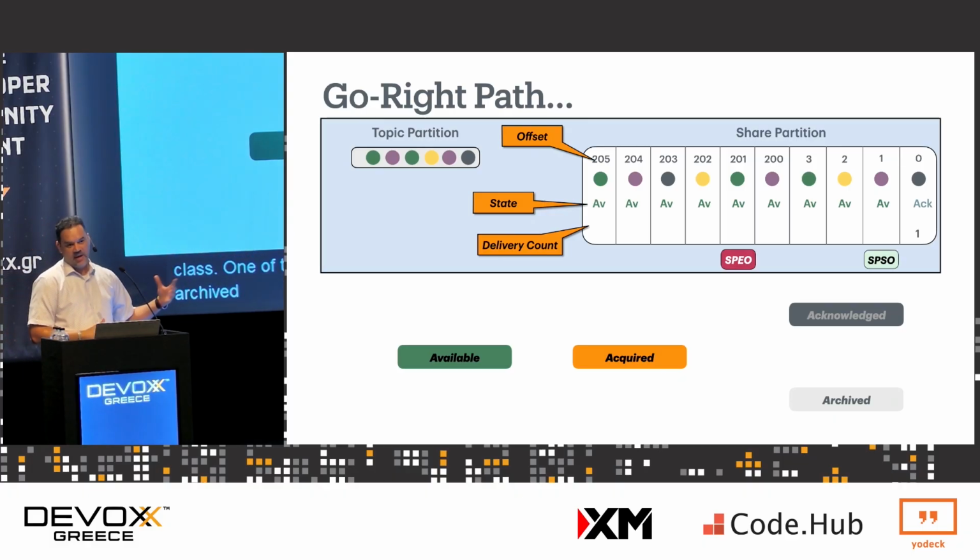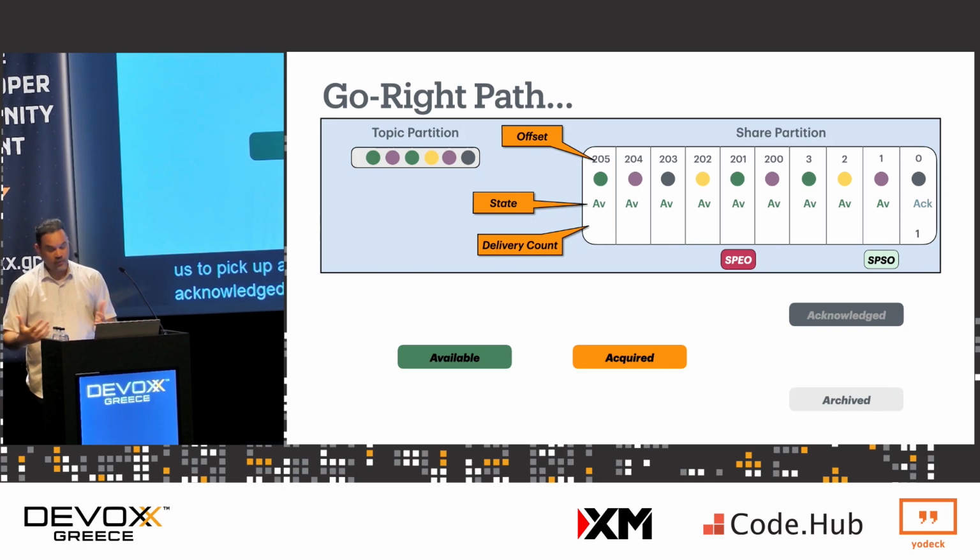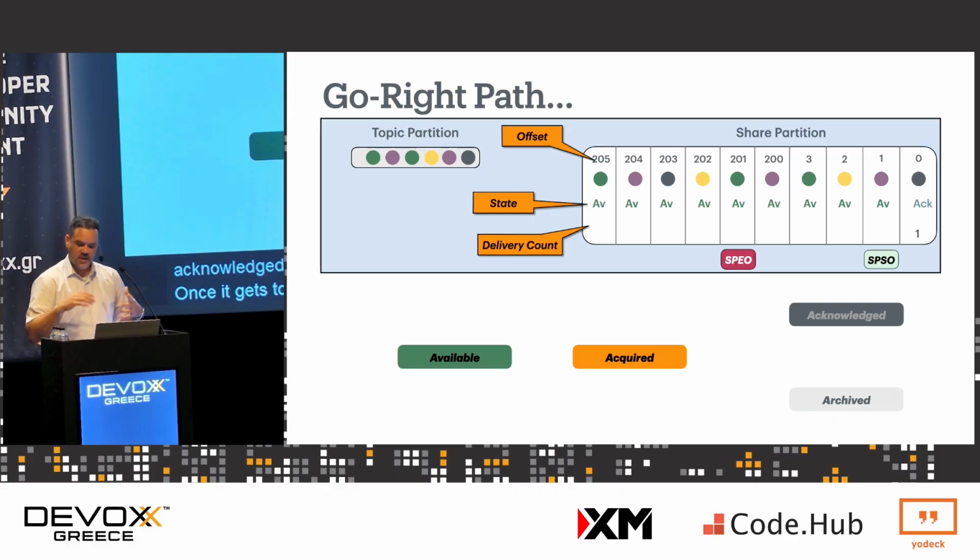Available, as the name implies, are events that when we poll, they're available for us to pick up. Acquired are events that have been picked up by a poll of a consumer. And acknowledged and archived are terminal states. That's the end of the road for an event. Once it gets to one of those states, this group will not process it again. Okay? So let's see what happens in the go-right path, the first path that we looked at with regards to acknowledgement.